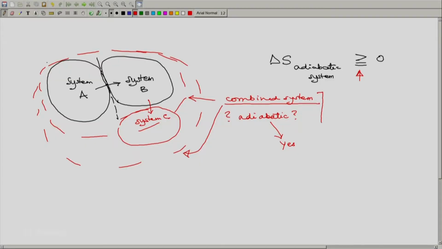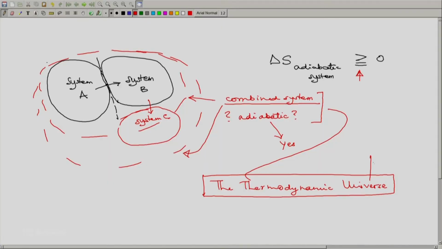Such an extended combined adiabatic system is known as the thermodynamic universe. And within the course of thermodynamics, it may quite often be called the universe. Remember that a thermodynamic universe has to be an adiabatic system, and hence the thermodynamic universe has to satisfy the second law in this form. The entropy change of that thermodynamic universe has to be greater than or equal to 0.